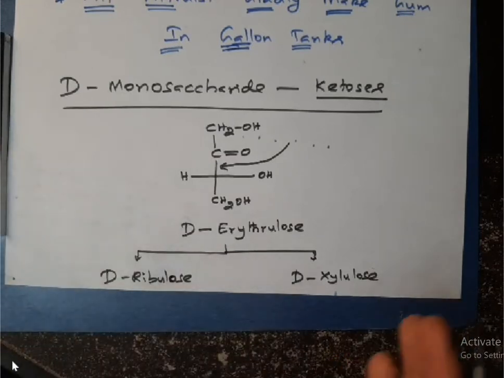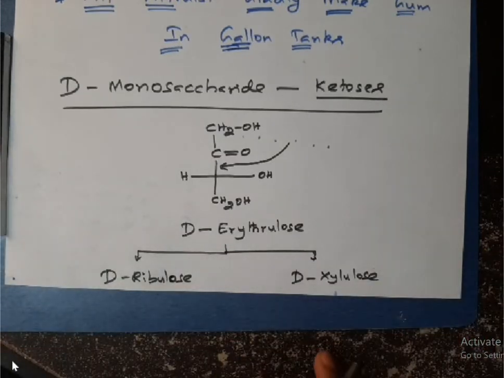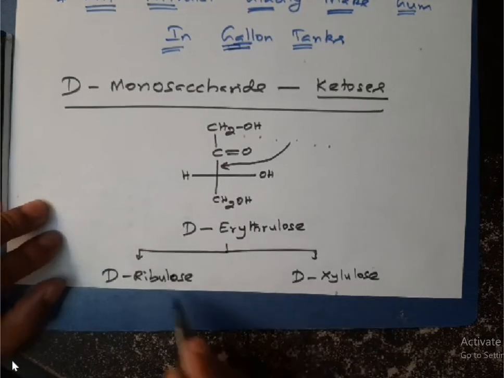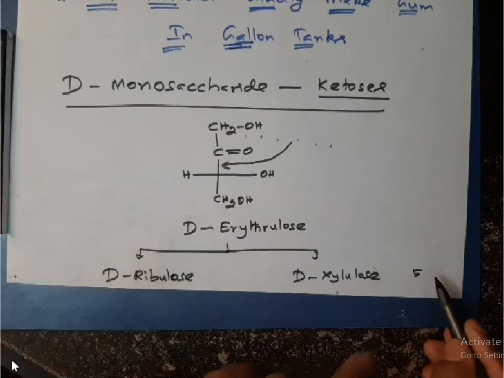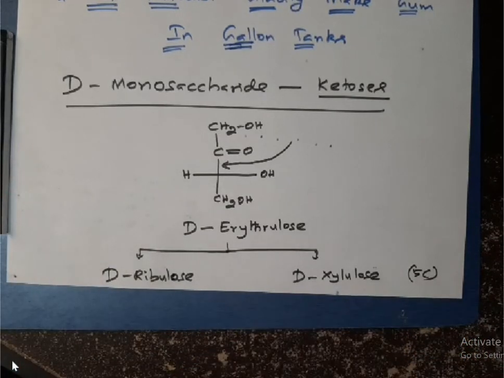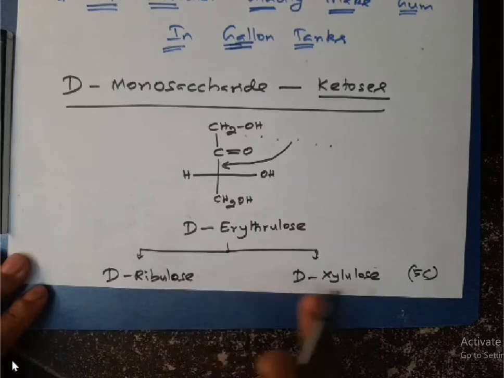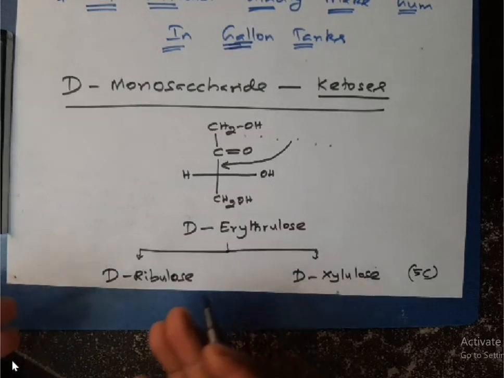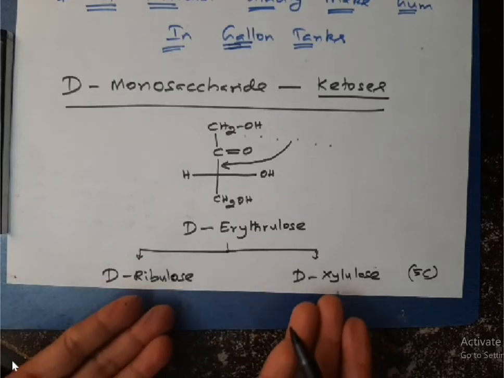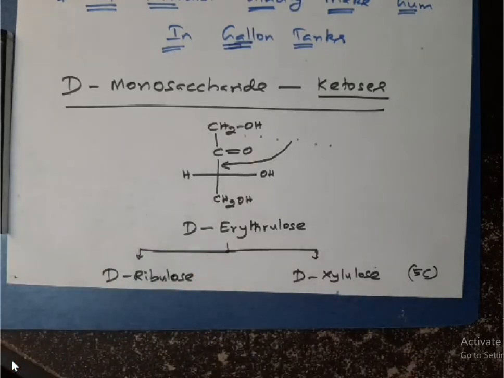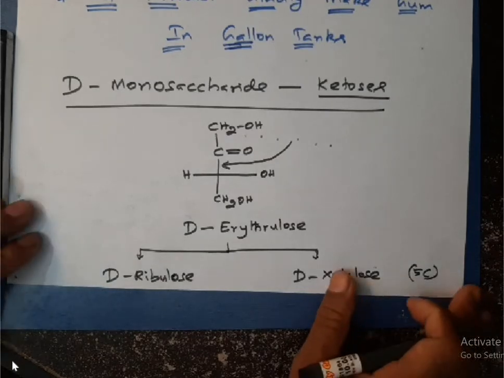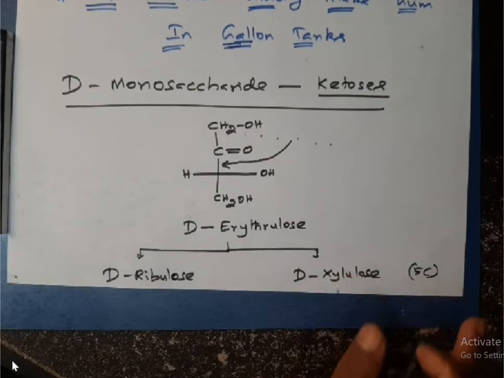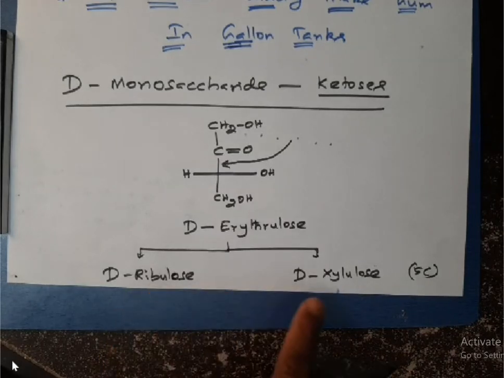This is very, very important for JEE preparation. Okay, so keep all these things in mind. D-ribulose and D-xylulose. These two are ketoses containing 5 carbon atoms, so they are ketopentoses. So in ketopentose we have 2. Remember I have given only D, so correspondingly we have L. Then the next one. Students, I didn't draw that structure. You try to do that.